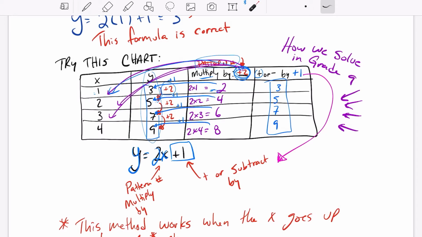And then I went backwards and I went like, how do I get from this 2 back to this 3 right here? Well, I had to add 1. And that's how I got this particular add 1. See, 4 plus 1 is 5, 6 plus 1 is 7, 8 plus 1 is 9. And so my new formula is y equals 2x plus 1. That's how we get it in grade 9.